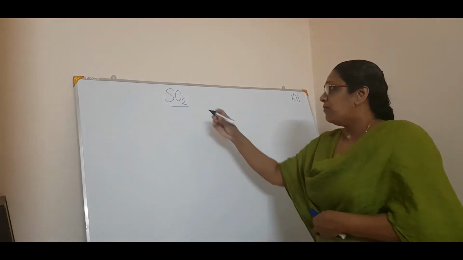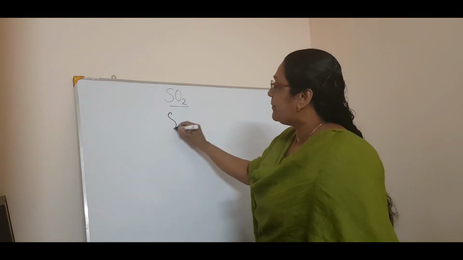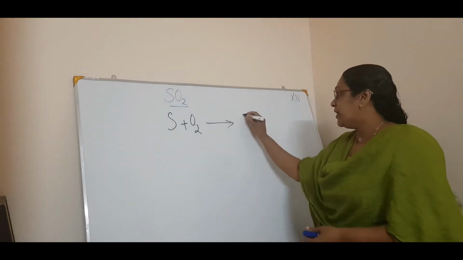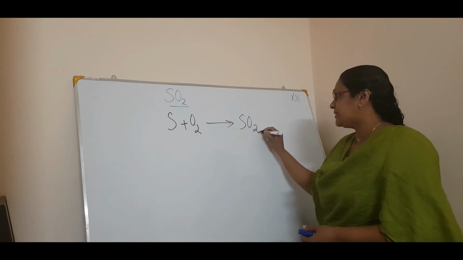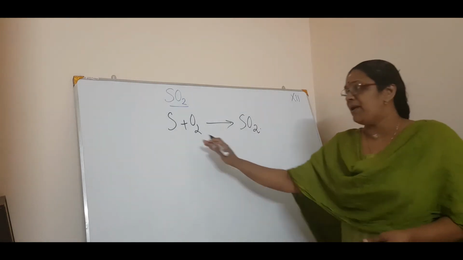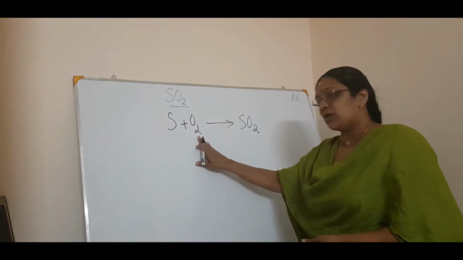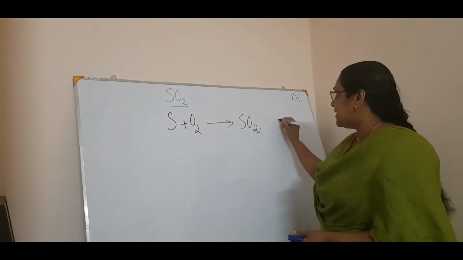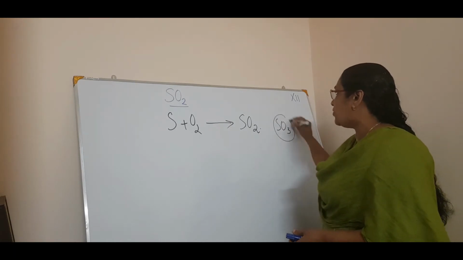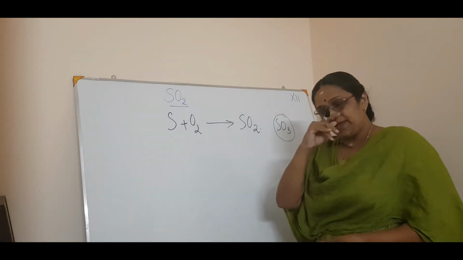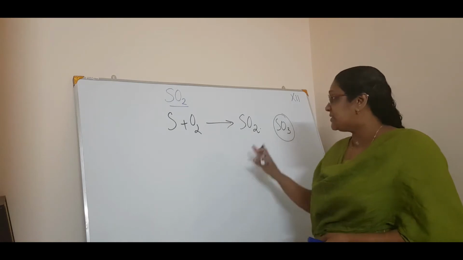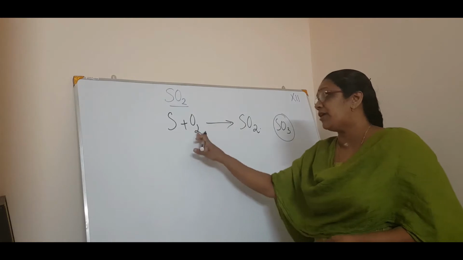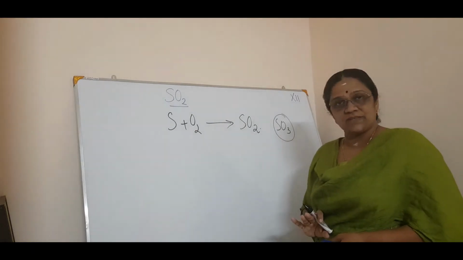Okay, so first, sulfur dioxide can be prepared by a simple method, which is sulfur plus oxygen gives sulfur dioxide. That is the simple preparation. A small amount of sulfur trioxide is also formed. So this is a simple preparation, the direct combination of sulfur and oxygen gives you sulfur dioxide.